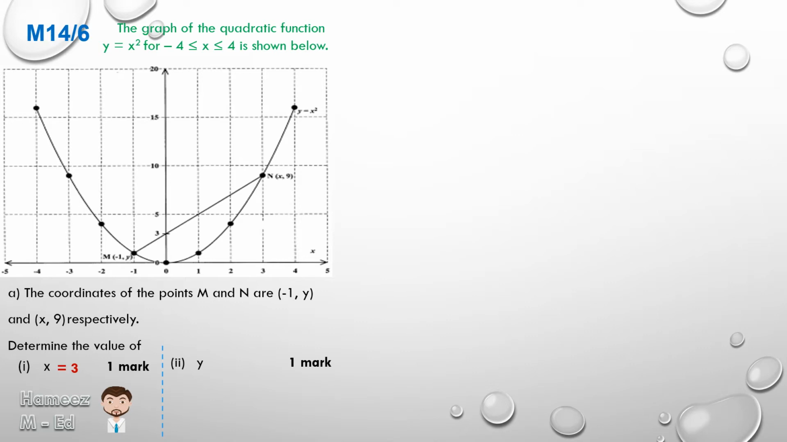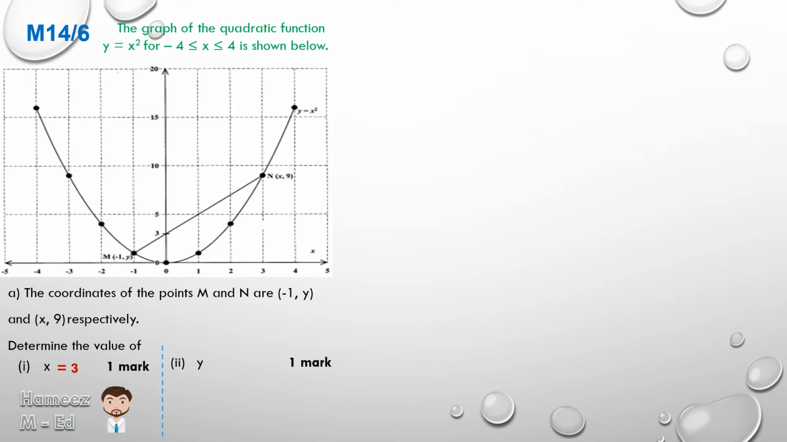And for part 2, we need to determine the value of y. Now, y comes from the point M, and M lies at minus 1, 9. So if we want to get the y value, we need to go at M and go across. Now, if you notice, it's not hitting an exact value there. So how do we determine this? The graph just helps us to know that it's somewhere between 0 and 3. So what do we do? We have a function.